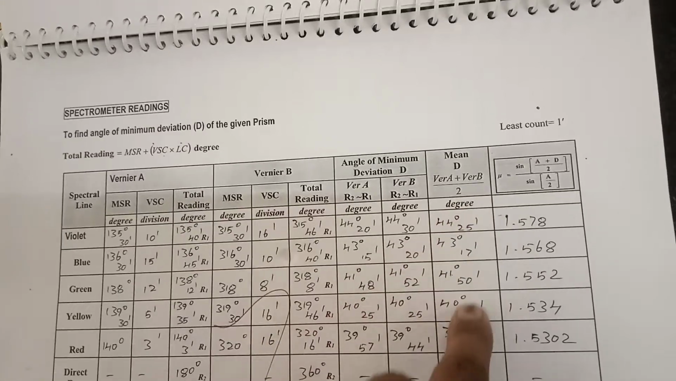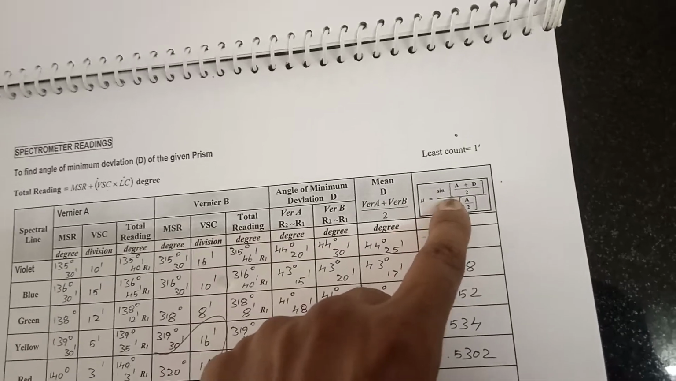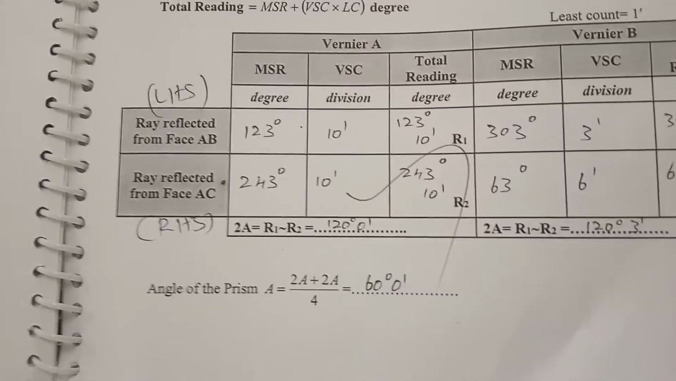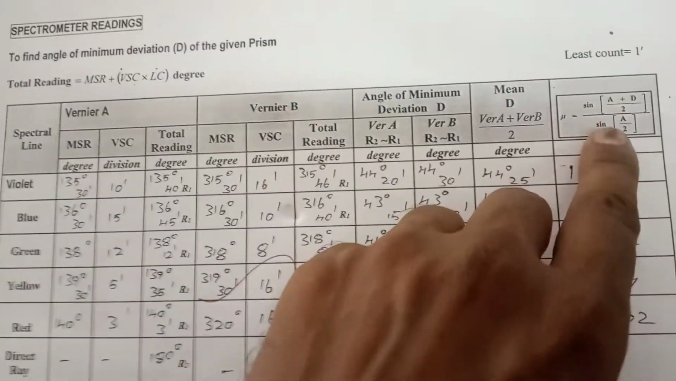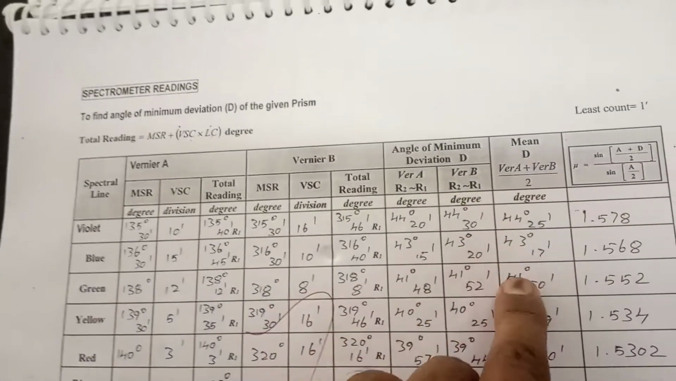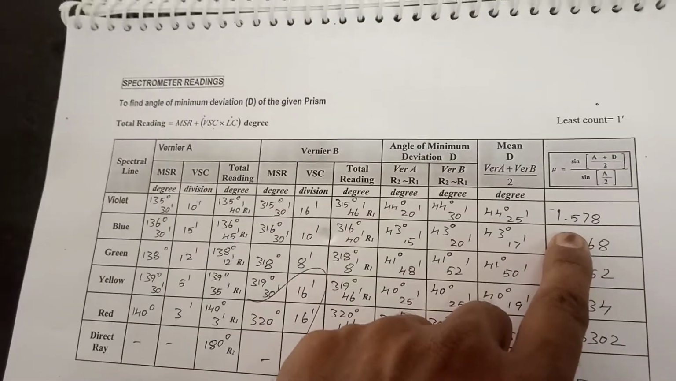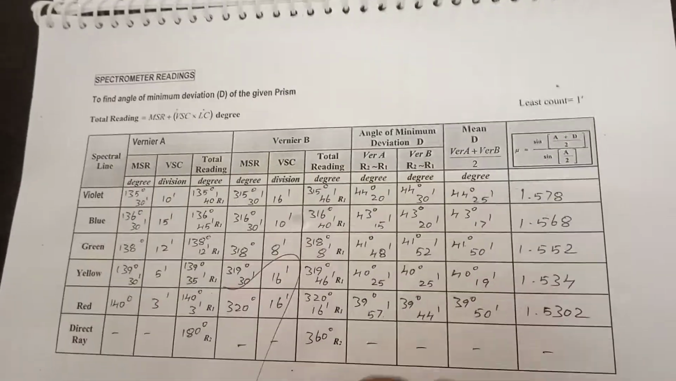These are the mean values for Vernier A and B, and the refractive index mu is found using this formula: sin (A plus D) by 2 divided by sin A by 2. Already we have found the value of the angle of prism as 60 degree in the previous tabular column. So in this tabular column, the A value is fixed, that is 60 degree, and the D value is different for different colors, which should be substituted here, so that the refractive index of the material of the prism is found to be 1.5 approximately.